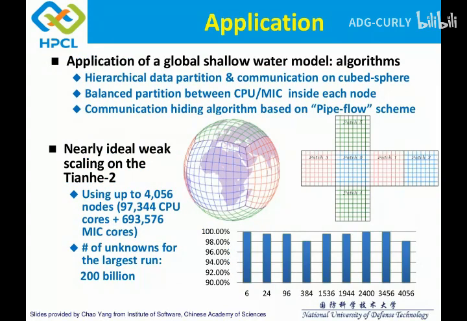Okay, so now let's talk about some applications that you can run on the system. One of the most successful applications that it ran was this very large-scale shallow water simulation. This simulation managed to use 4,000 nodes. Remember that the computer has 16,000 nodes, so it managed to use 1/4 of this entire computer.